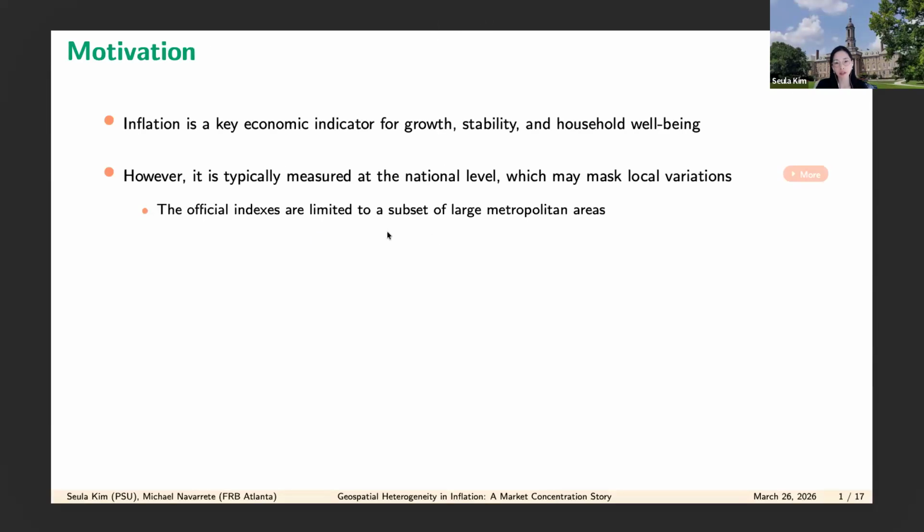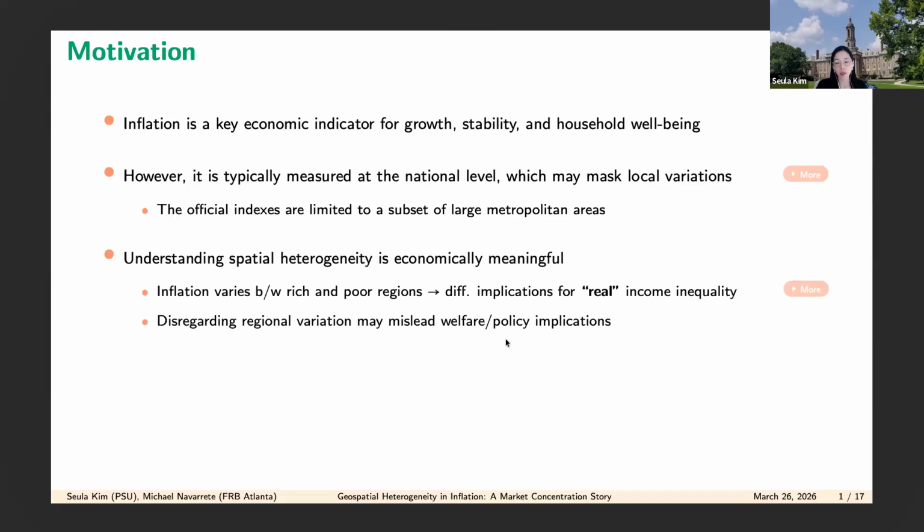We know that inflation is a key economic indicator for economic growth, stability, and household well-being. However, in practice, it is typically measured at the national level, which may mask important local variations. Understanding such local variations might be economically meaningful. If inflation varies a lot across different regions, then comparing nominal income might not translate into real purchasing power comparison properly. And if there is any systematic pattern of such inflation variations across regions having different income levels, then it may also give us different implications for accounting for real income inequality. So disregarding such regional variation in inflation may mislead welfare implications and effective policy design.